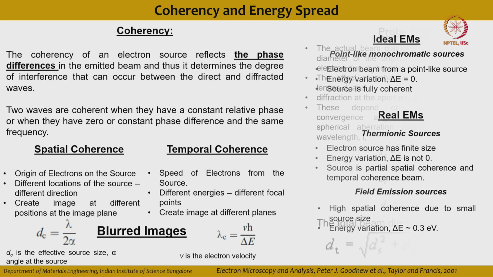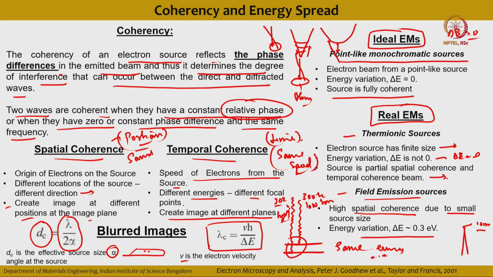Based on this, if you see any FEG source, as I told you, these are warm and cold. Cold is at room temperature, where the electric field induces the electron tunneling process. Warm, the temperature has to go to 1800 Kelvin, and these are thermally activated FEGs.